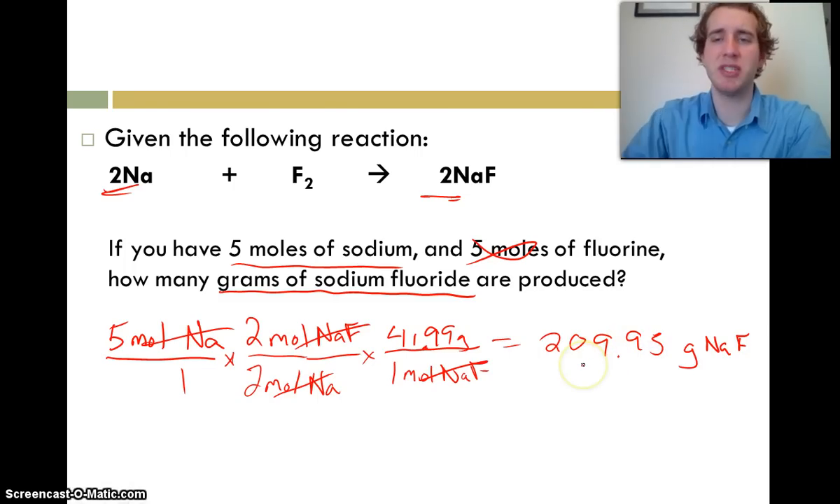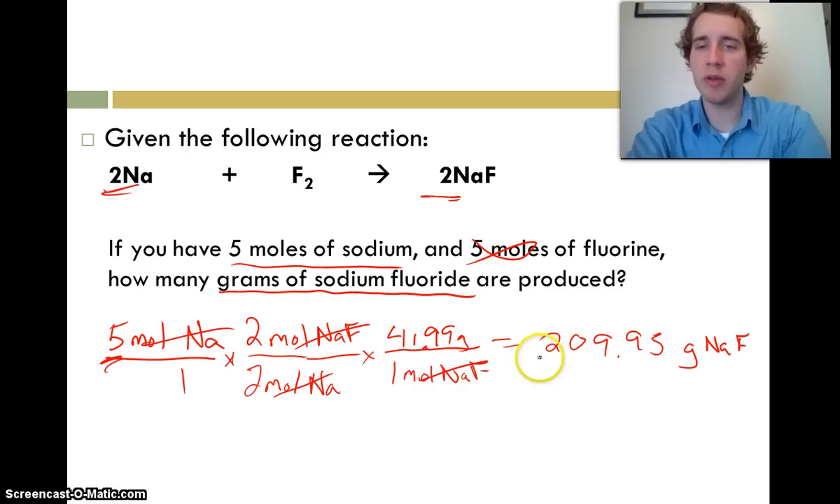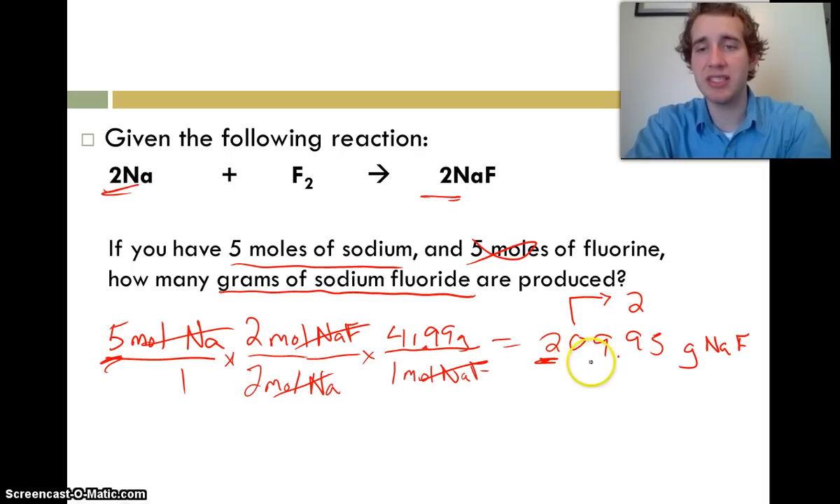209.95 grams. Here's the trick. We've only got one significant figure. Well, here's the one we get to keep. What's the 0 going to do to the 2? Well, it's not going to do anything, which means this is going to round to 2. But we still need these. We just can't have them count. 209 doesn't round to 2, it rounds to 200 grams of our sodium fluoride.